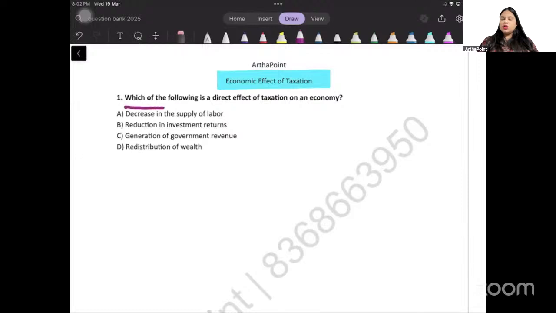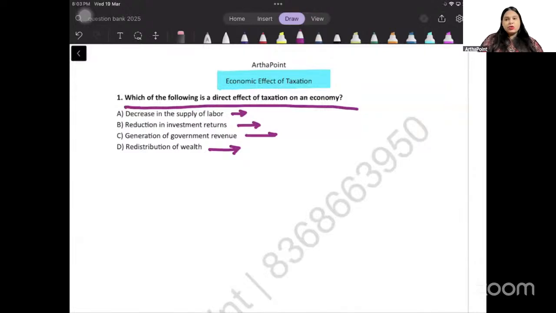Which of the following is direct effect of taxation in an economy? It decreases the supply of labor, reduction in investment returns, generation of government revenue, redistribution of wealth. Direct effect of taxation. Try to answer this question. Try to answer question number 1.